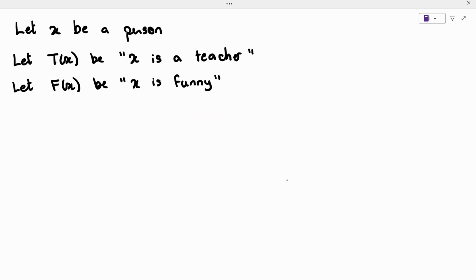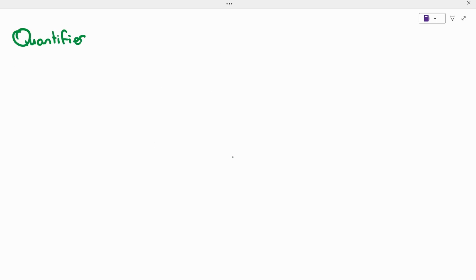Now to quantify the word some, we use this symbol here. So we say some people who are teachers are also funny. Or in other words, some teachers are funny. So the fancy symbols that we use are called quantifiers. And there are two quantifiers you need to know. We have the upside down A, which represents all or any or no. And we have the back to front E, which represents some or there exists.